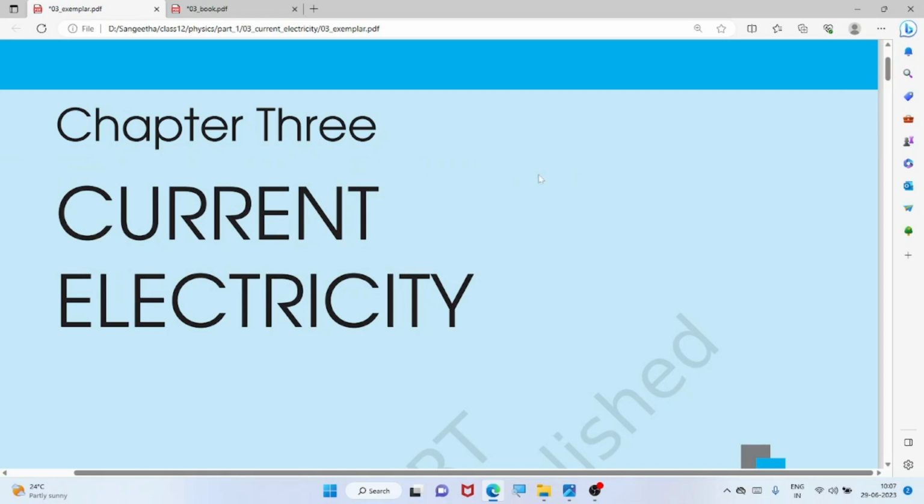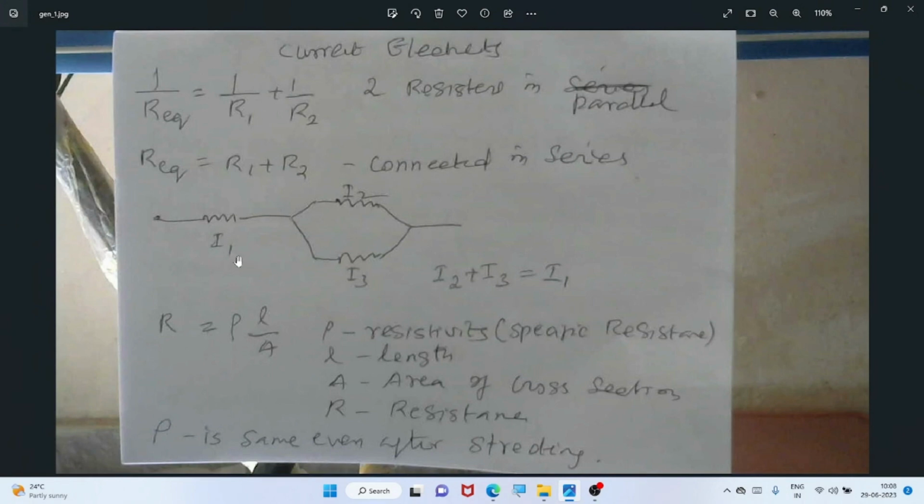Okay, we will go through the exemplar problems in Chapter 3, Class 12 Physics, Current Electricity. Before going through it, I will show you some information from the book.